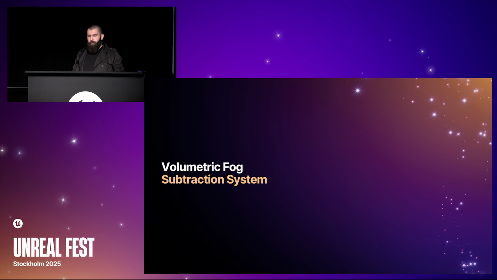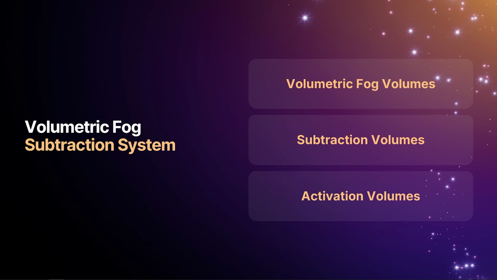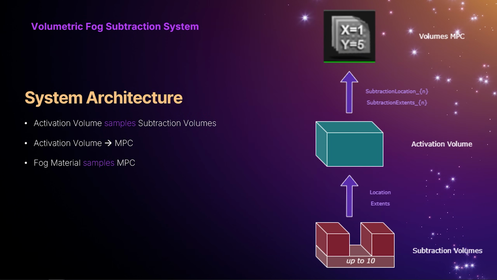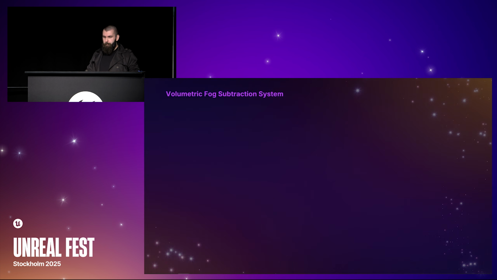So we tried to develop a system for it, and that has three elements. So the aforementioned volumetric fog volumes. Second is a subtraction volume and third an activation volume. And the system architecture looks like this, where the activation volume, as an actor, handles subtraction volumes, takes their data, compiles it, and sends that data forward to the volume's material parameter collection, that is then being sampled in the volume material itself.